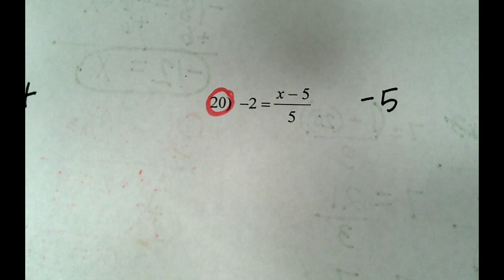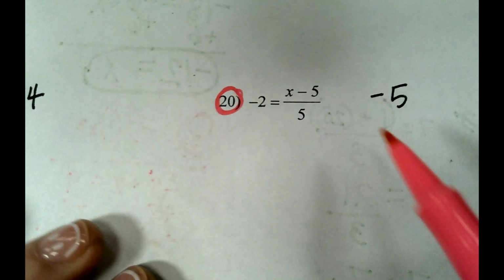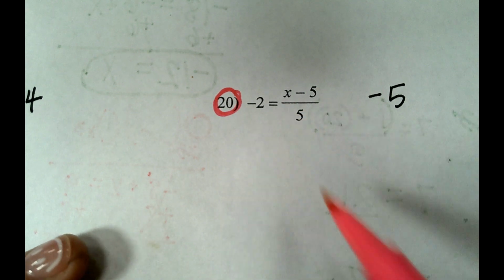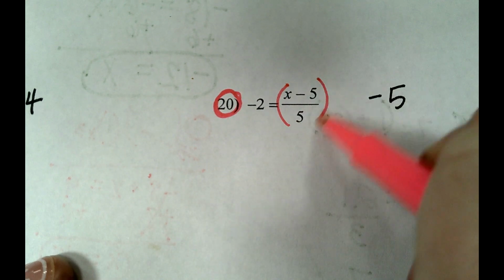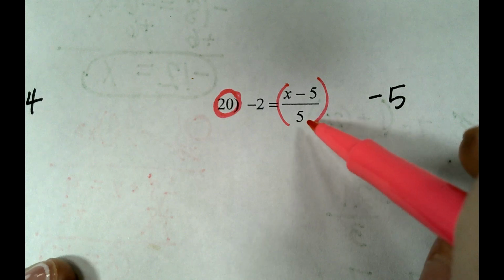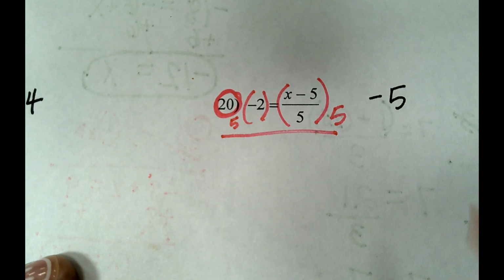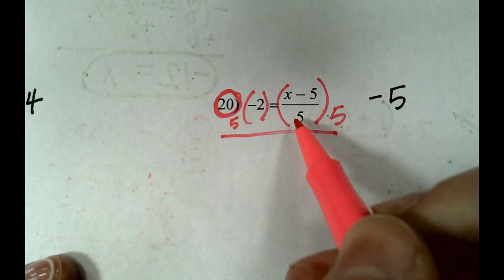Let's do it now. What do I do first? Gotta get rid of the 5. Well, there's two 5s. Which one? The 5, yes, that fraction. So how do I get rid of that? Times 5. Okay, the 5s cancel.